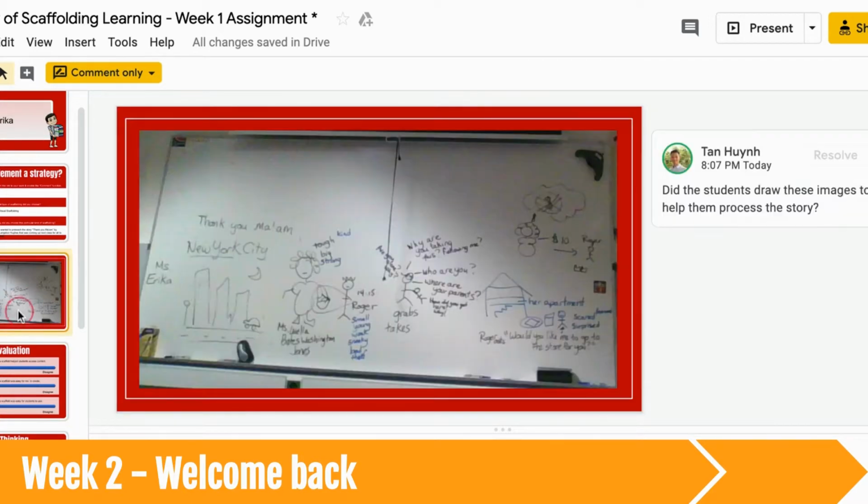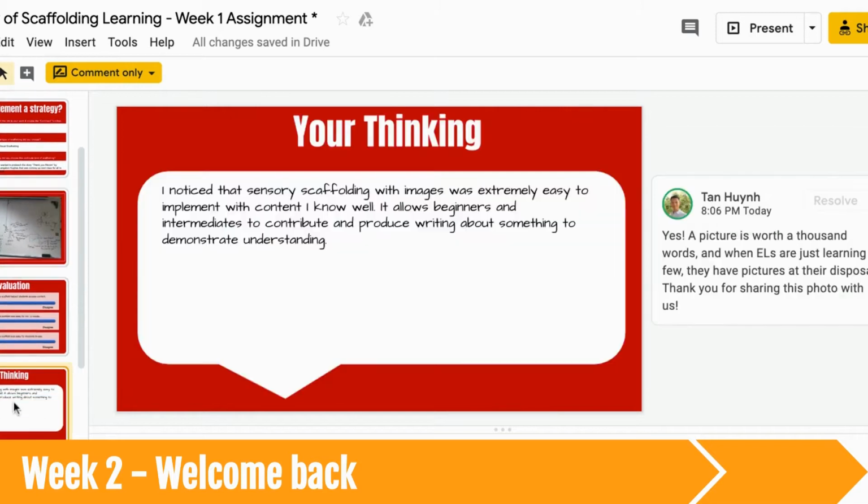It's really basically one of the easiest scaffolds to use. I use it the most frequently because pictures are really worth 1,000 words. Erica said it allowed beginners and intermediates to contribute and produce writing about something to demonstrate understanding. In my opinion, we cannot use visuals enough.